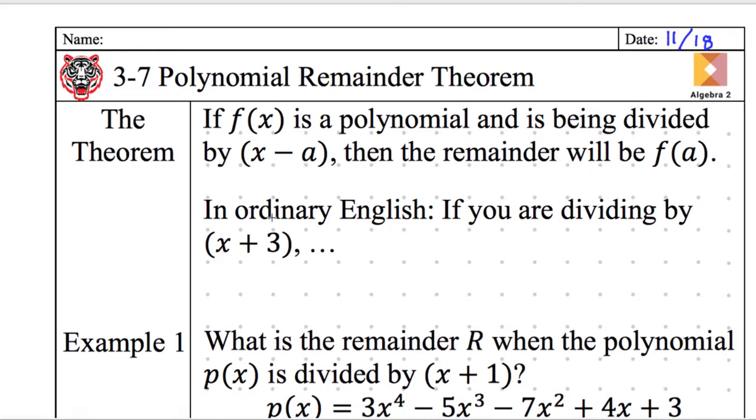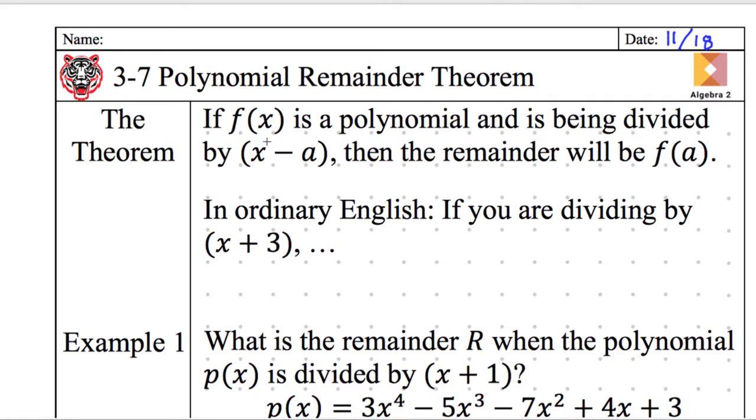All right, so who wants to take a shot at trying to read that first two lines? Who can read these first two lines for us? Go for it, James. If f of x is a polynomial and is being divided by x minus a, then the remainder will be f of a. Perfect, yep. That's the theorem, and that's already as simple as I can make it in terms of the formal theorem. But here is what it means.